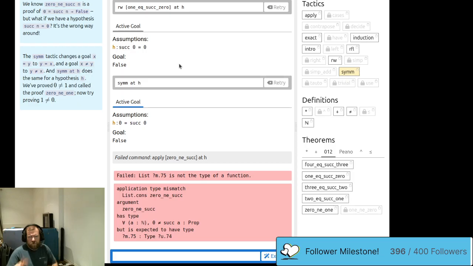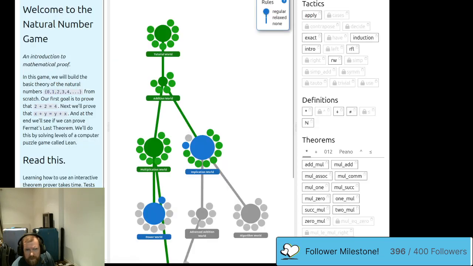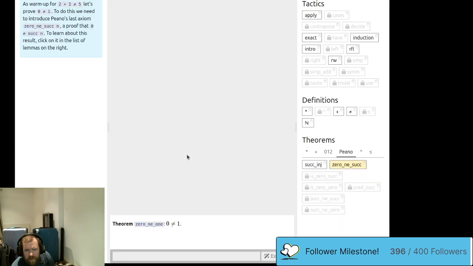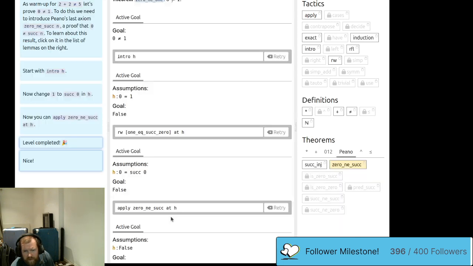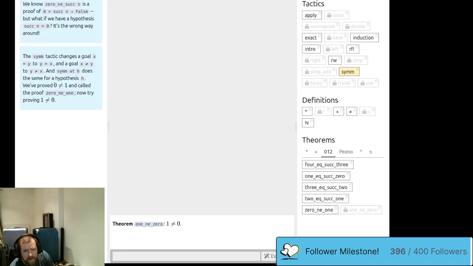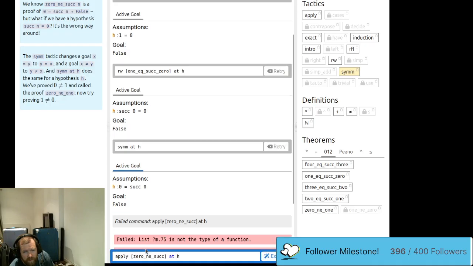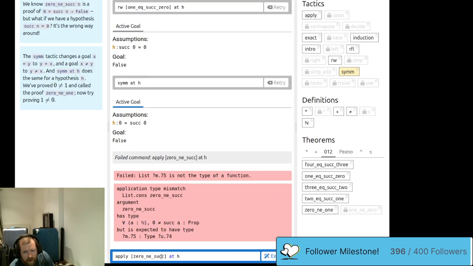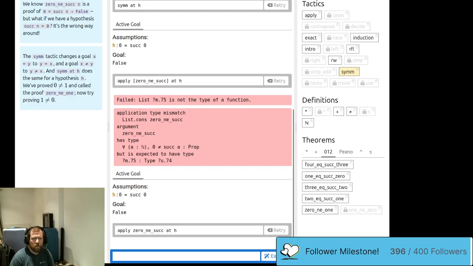Okay, we did the sim, so it flips it around, and then it just becomes the same as the last one we did. At least I thought, right? 0 equals successive 0. Apply. Oh, is that the problem? Ah. There we go. Maybe.